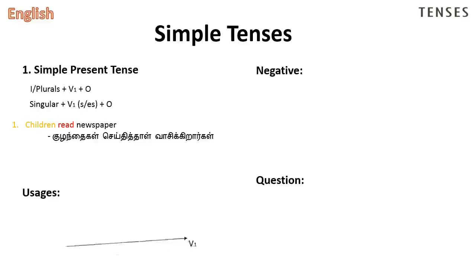Okay, singular. With the singular, see, Raju is singular. If you see, verb first form read, and we have added s, because the formula says yes, it is the rule. So Raju reads newspaper. Tamil, Raju செய்தித்தாள் வாசிக்கிறான். Is it easy?